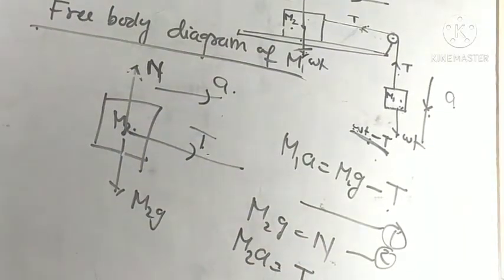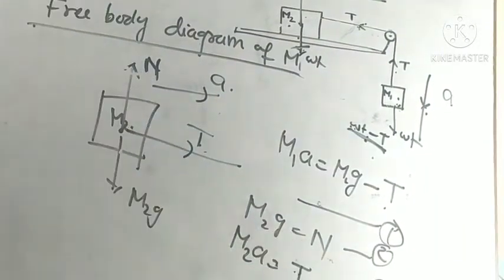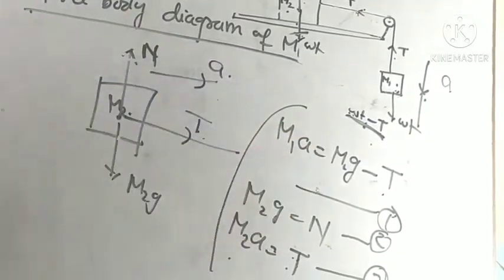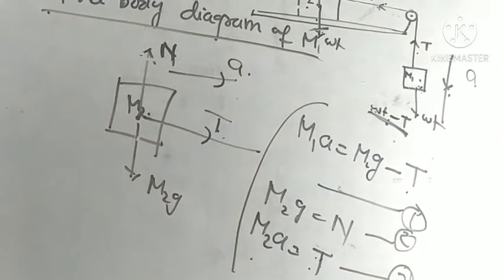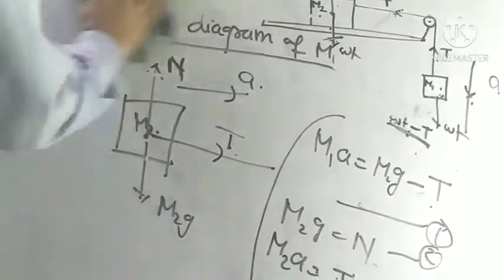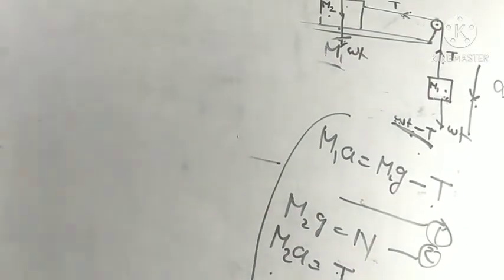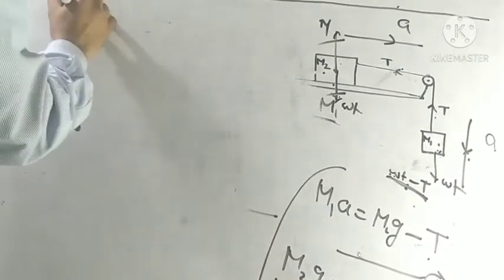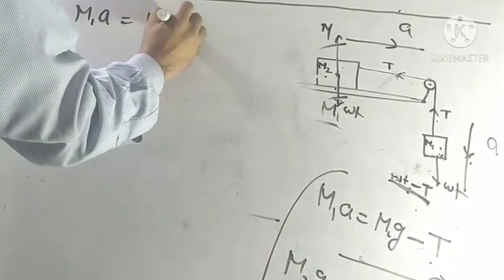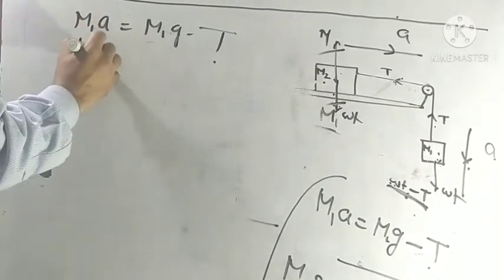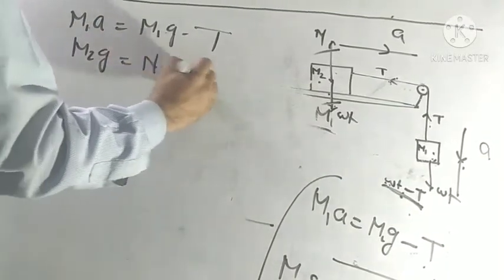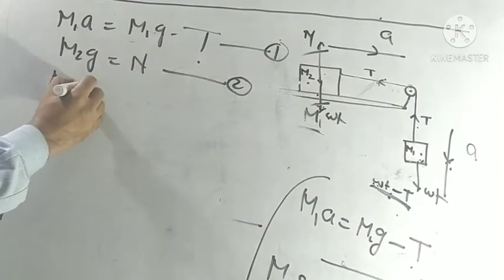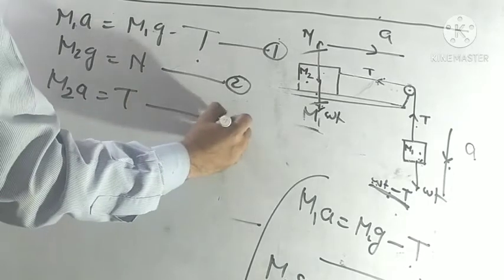Now we have to find the acceleration and tension T. By solving these three equations we will get the acceleration and tension T. So we write all these equations here: M1A is equal to M1G minus T, this is equation number 1; M2G is equal to the normal force N, equation number 2; and M2A is equal to T, equation number 3.